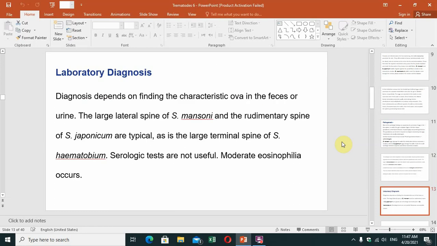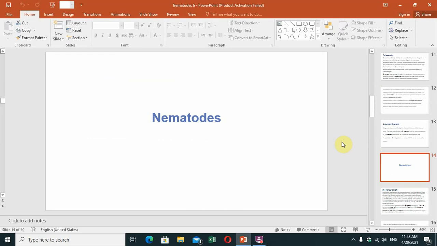The laboratory diagnosis of the Schistosoma species depends on using the microscope to find the eggs in the urine in the case of Schistosoma haematobium, or in the stool in the case of Schistosoma japonicum and Schistosoma mansoni. Also, moderate eosinophilia occurs. This is regarding the trematodes, and we took only one example of them, which is the Schistosoma species.